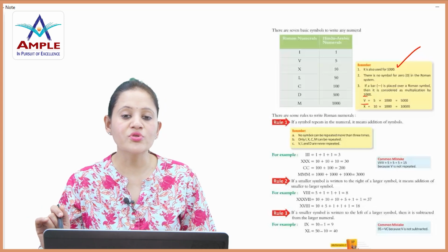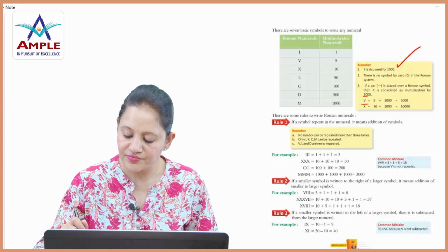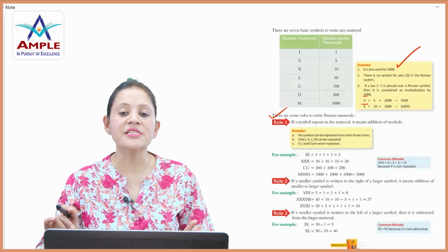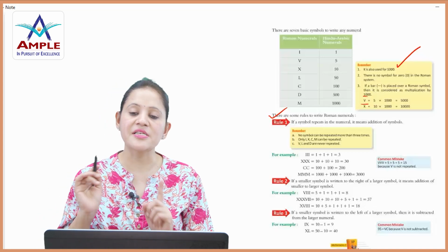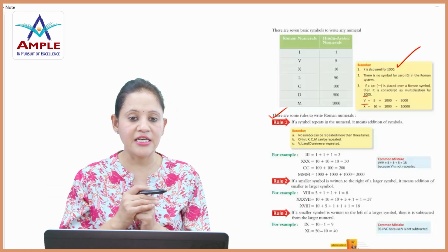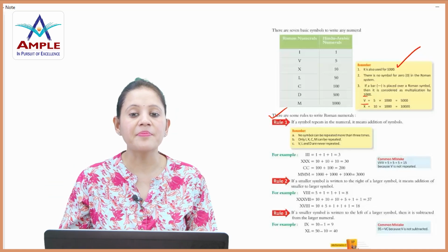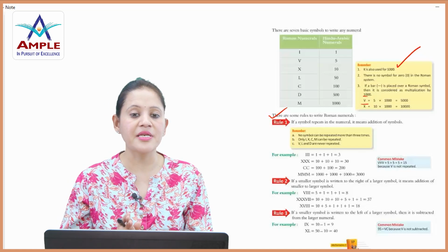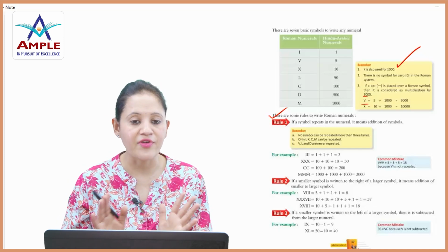There are some rules to write the Roman numerals. Rule number 1. If the symbol repeats, that means the addition of the symbol. If any symbol is repeated, that means it gets added. No symbol can be repeated more than 3 times. Only L, X, C and M can be repeated. V, L and D are never repeated.